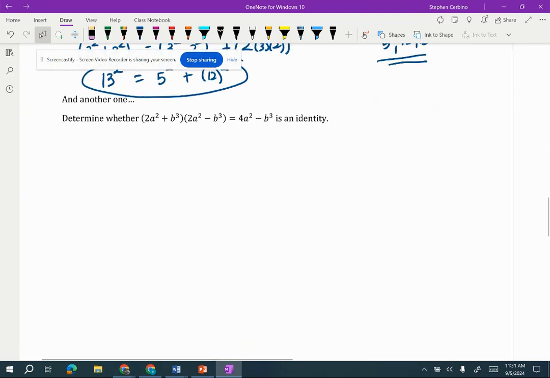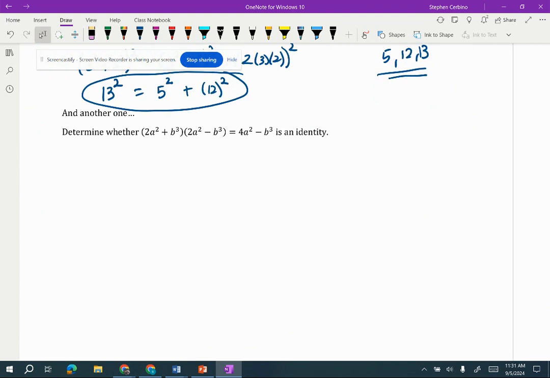All right, so let's try another one. So here's another expression, and we're determining whether or not it is an identity. So again, it doesn't say to prove it's an identity, it's asking us to determine whether it's an identity. So we're going to assume that it might or might not be. So it could go kind of either way here. So if we start multiplying this out, let's see what happens.